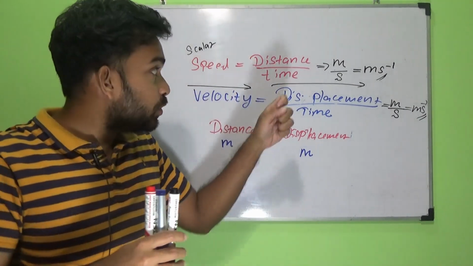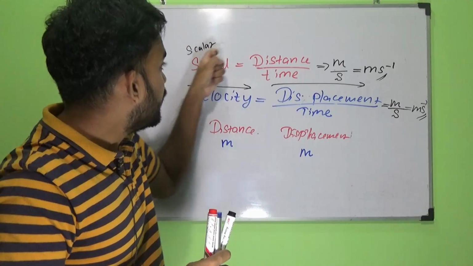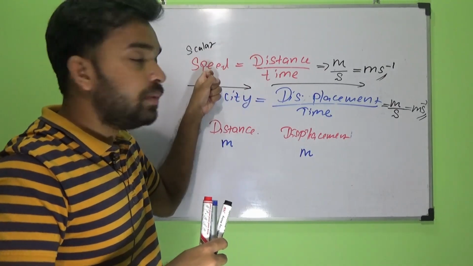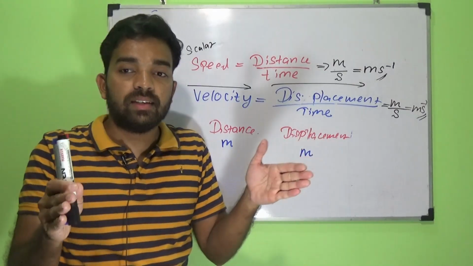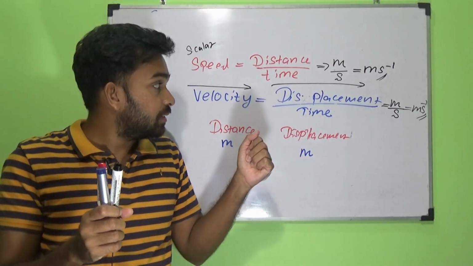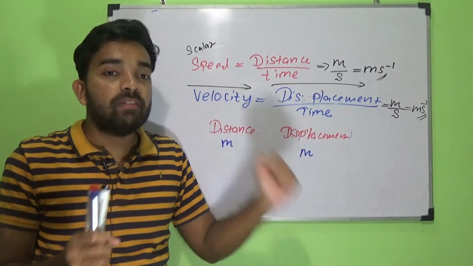At the first place, you study about the distance and the displacement. From the distance, you get the speed. Distance divided by time is the speed. And displacement means the shortest distance between two places. So velocity is equal to the displacement divided by time.